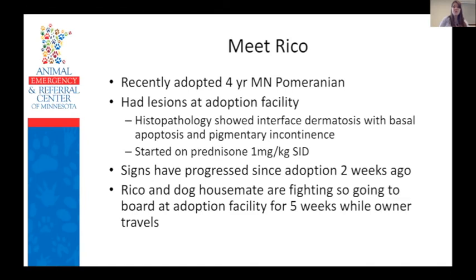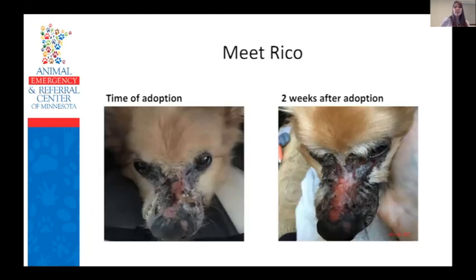So I saw him within 2 weeks of him becoming adopted by Mary. Mary's fantastic. She's the owner. But Rico and the housemate Lily were not so friendly, and they were fighting like cats and dogs. Not really cats and dogs, because they're both dogs. So he was actually returned to the adoption facility for 5 weeks so she could work on behavior modification and while she was traveling. Then she was going to take him back after that. So she saw me, but he was going back to the facility with all the medication recommendations. Because I had a picture of him, she knew that she was getting a medical case. And 2 weeks after adoption, he was still progressing.